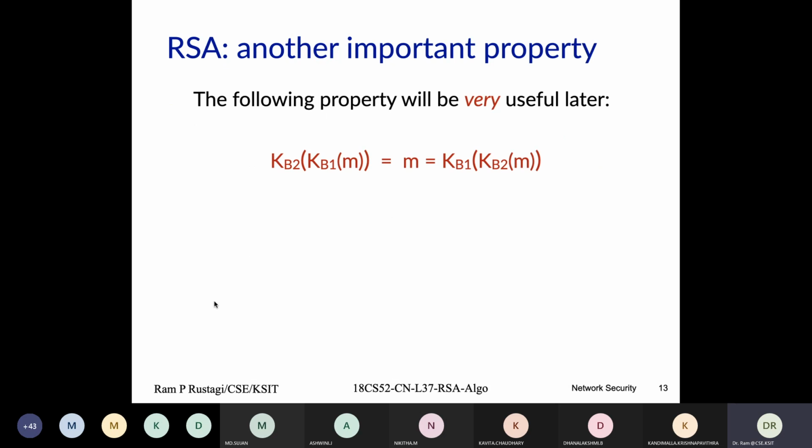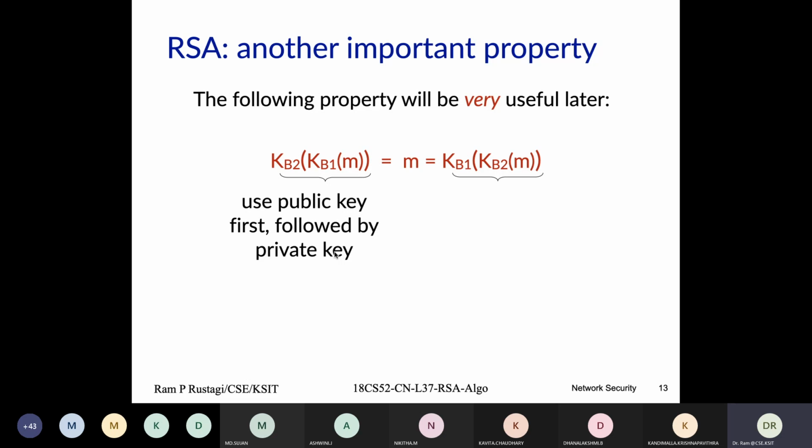This property basically means you first encrypt using one key and decrypt using the other, or vice versa, encrypt using the other key and decrypt using the first one, and you'll get the same message. So there's no hard rule that the first number has to be public and the second has to be private. Essentially, all we are saying is whether we use the public key followed by the private key, or the private key followed by the public key, we basically get the same answer. So depending on the context, whom we are sending to, we do that.